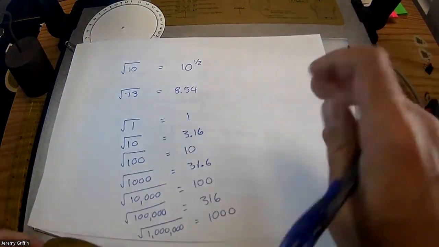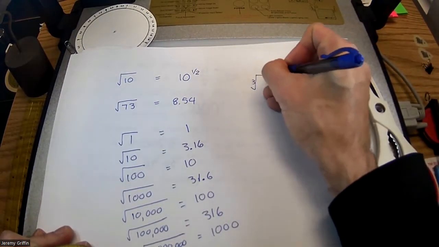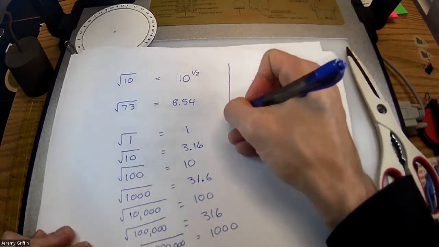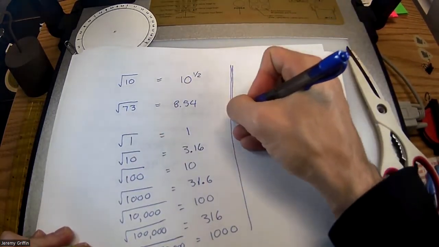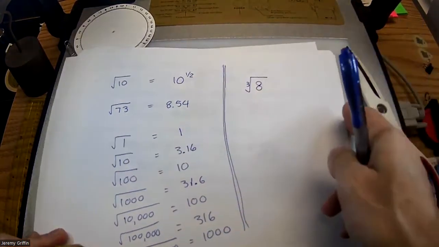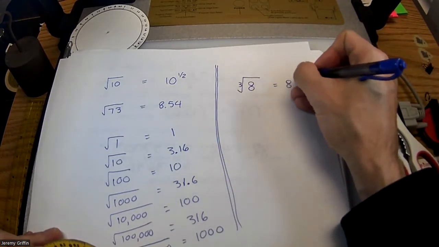Hey, I wonder if you could do cube roots. Let's do one that we all know. Guys, what's the cube root of 8? 2. Yeah, you guys are saying 2 because 2 times 2 times 2 is 8. So the cube root of 8 would be 2. Is that the same thing as 8 to the power of what?